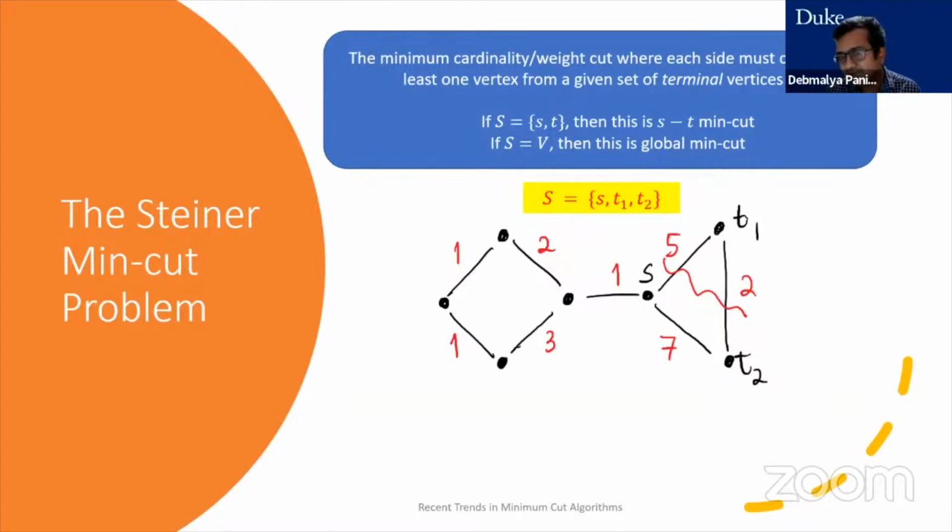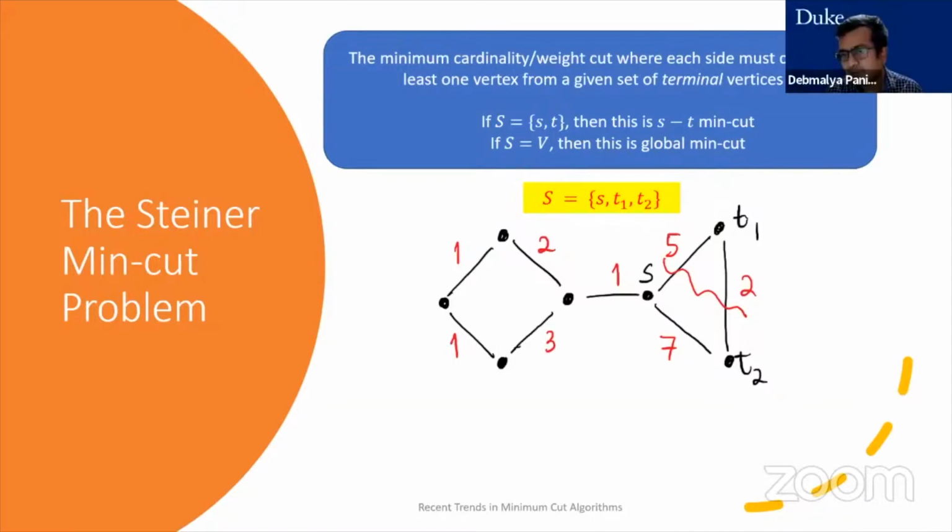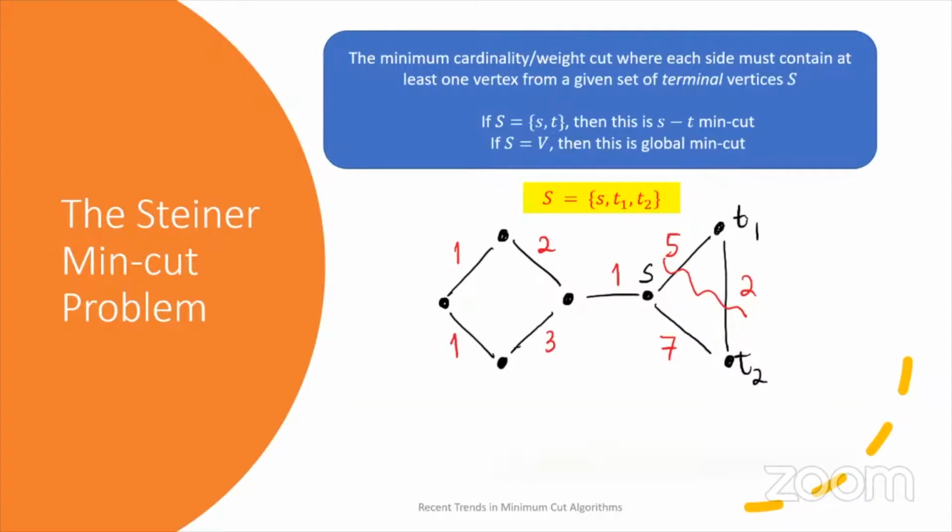As you can see, this actually generalizes the two min-cut problems we talked about yesterday, the global min-cut problem and the ST min-cut problem. If you choose the two vertices S and T to be the subset, then the ST min-cut problem is the same as the Steiner min-cut. If you chose all your vertices to be in this subset S, then all you are asking for is that there's at least one vertex on either side of the cut, which is true of all cuts. So then this is simply the global min-cut problem. So this is a generalization of these two problems.